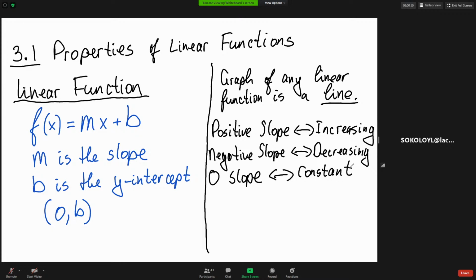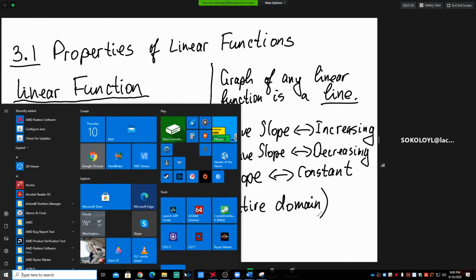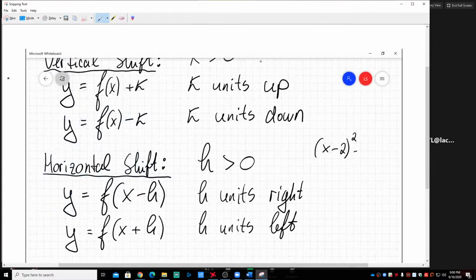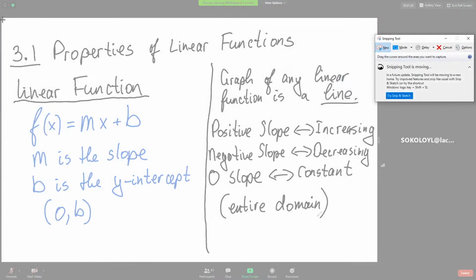In general, for functions, it could change from increasing to decreasing on different intervals, but for lines, it stays the same throughout the entire domain. Because if a function is linear and has a slope, the slope doesn't change. Therefore, if the slope is positive, it's always going to be increasing on the entire domain. If the slope is negative, it's always going to be decreasing for the entire domain.